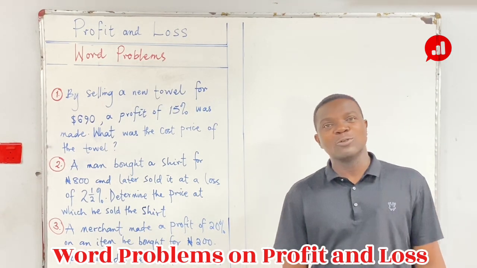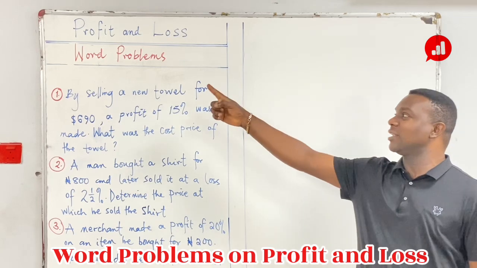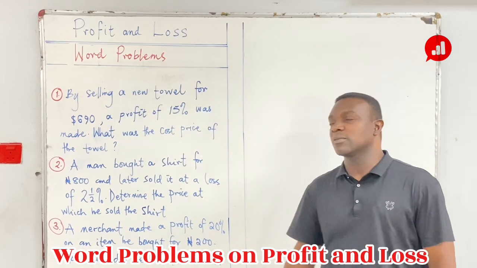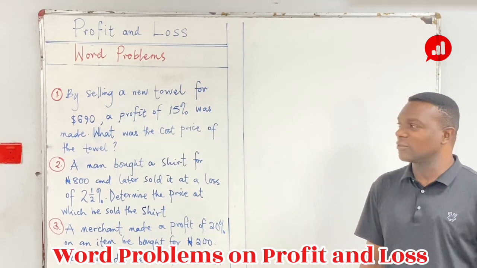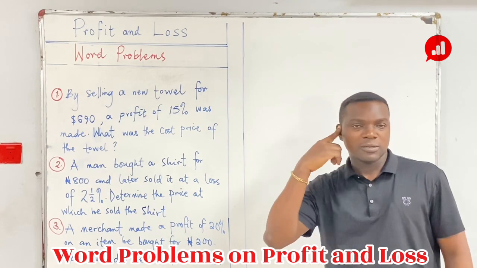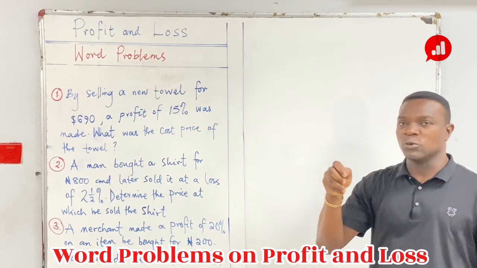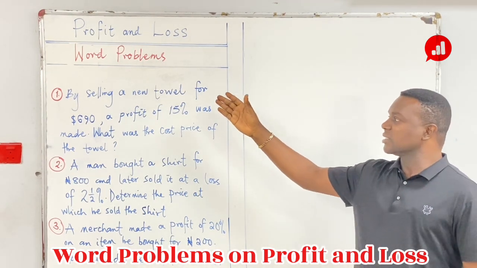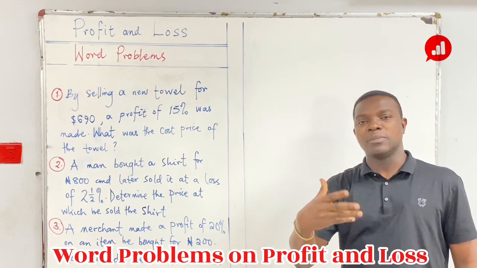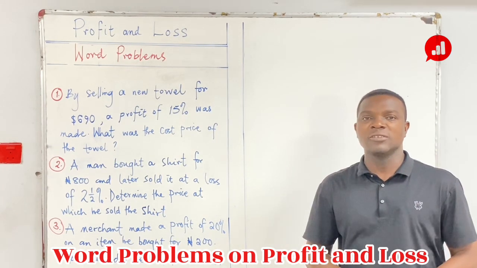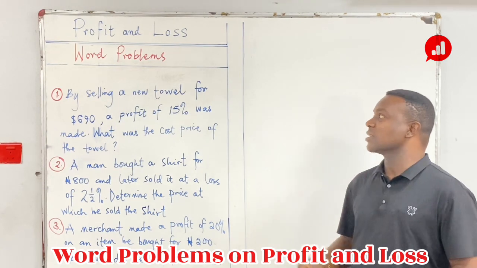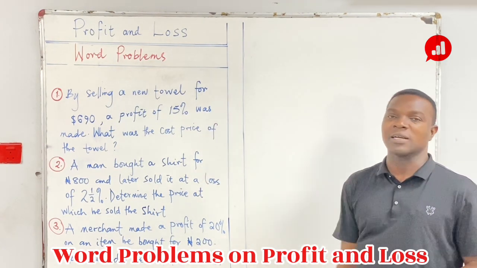So today we're going to look at another aspect of profit and loss, which is word problems in profit and loss. We've seen the first part and the formula to use in profit and loss. This time around we're looking at when the problem is given in sentence form, how do we deal with it? And that's what we want to look at in this part.